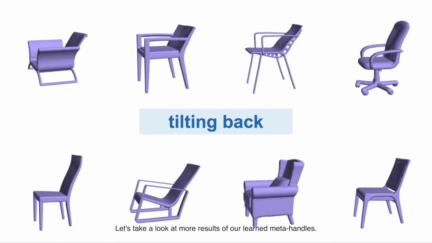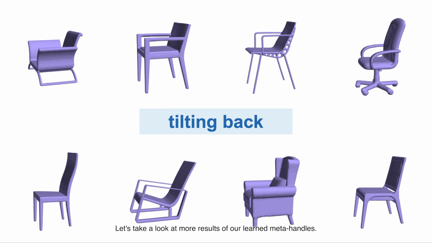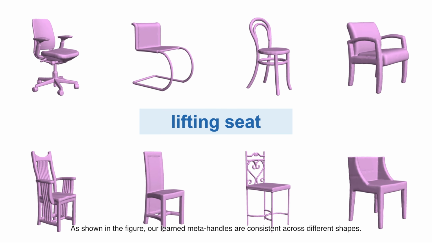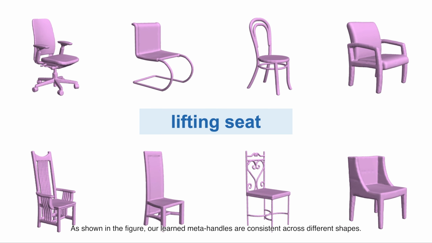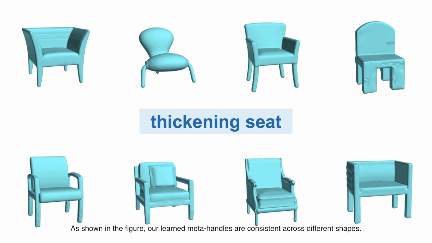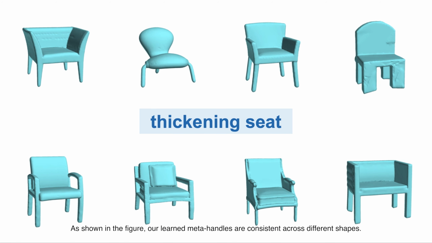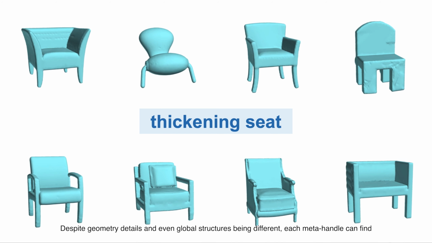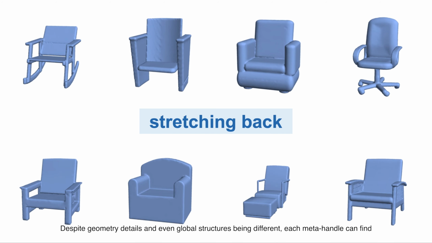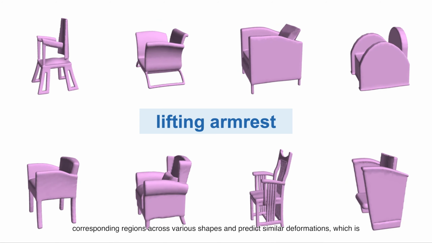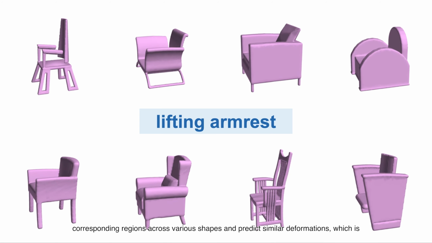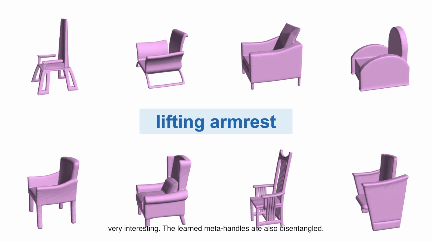Let's take a look at more results of our learned metahandles. As shown in the figure, our learned metahandles are consistent across different shapes. Despite geometry details and even global structures being different, each metahandle can find corresponding regions across various shapes and predict similar deformations, which is very interesting.